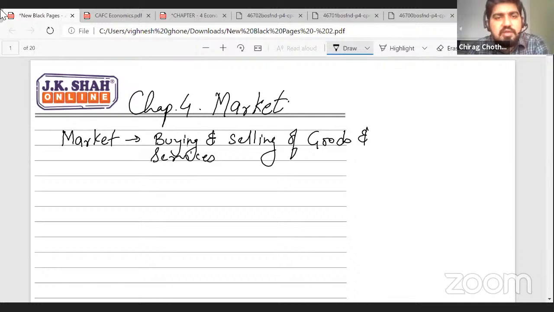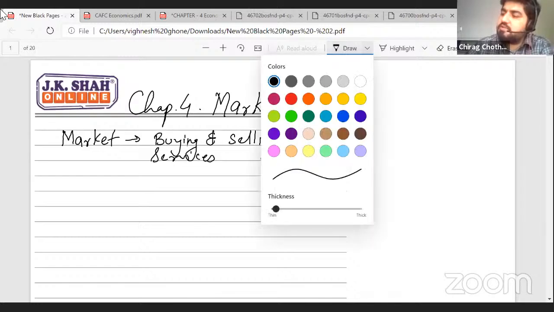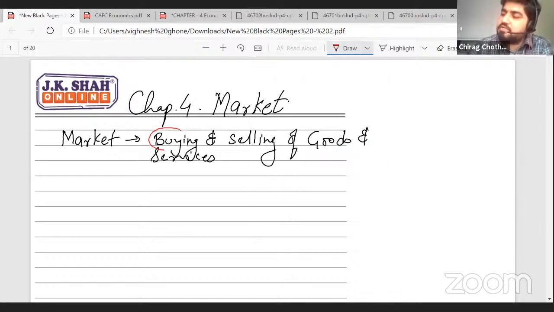No, you are sitting at the comfort of your home. Still, there is buying, there is selling of goods and services, and that will be called as market. In market, basically, two things are the most important. What are the two things? First one is buying, of course, the other one is selling. So, if these two things are there, that means it is a market.